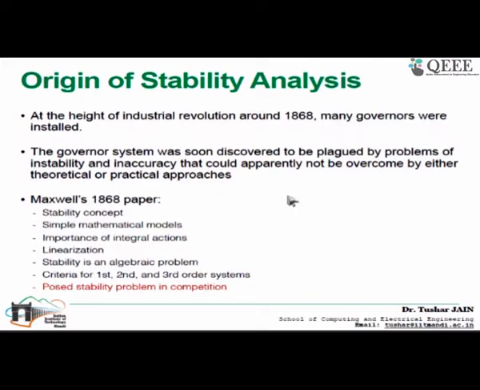He addressed stability as nothing but an algebraic problem. We will come to how it is defined as an algebraic problem. He gave the stability criteria only for first, second, and third order systems. If the concept of first order or nth order system is not clear to you, we will come to that also, when we call it a first, second, or third order system. So he was only able to give the stability criteria limited to third order systems.